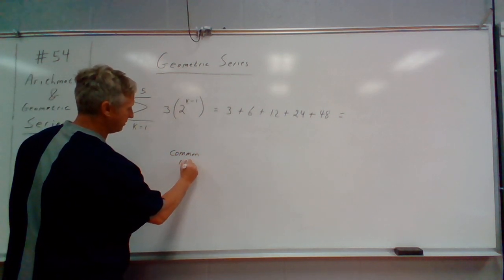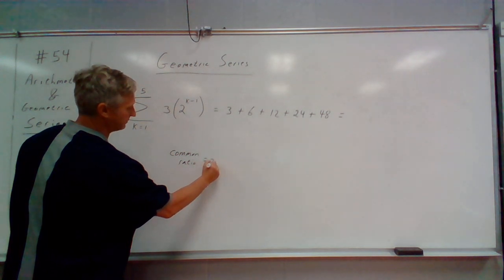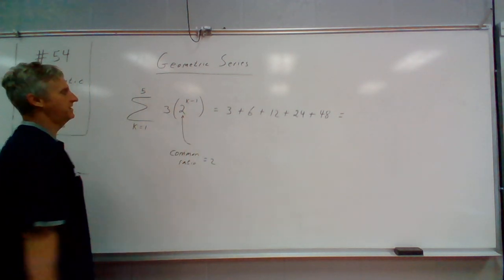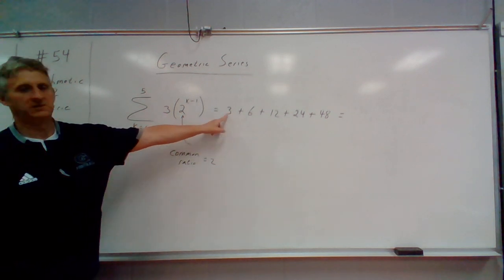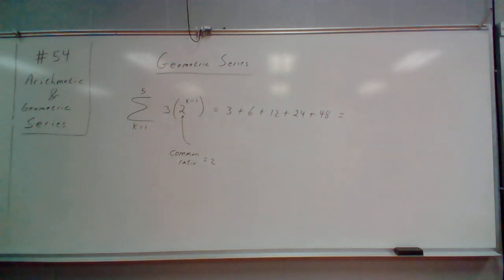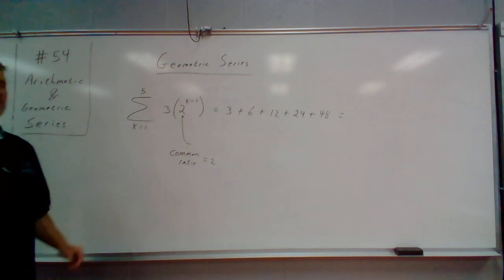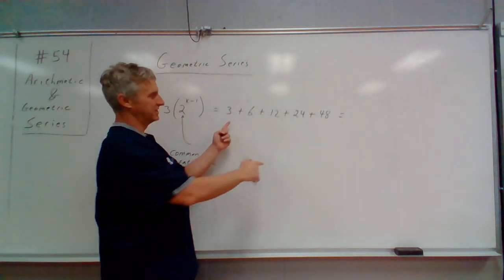Common ratio is equal to 2. And you can see it's right there. And of course, my first term right here in front is right here. All right, so let's add these together. Now, so let's try the trick that we did last time.